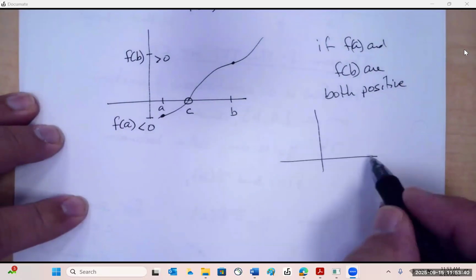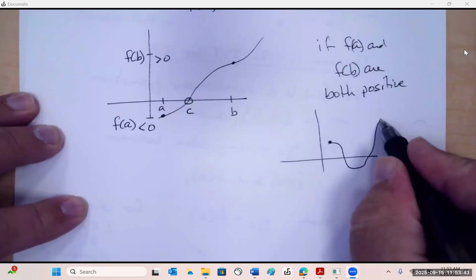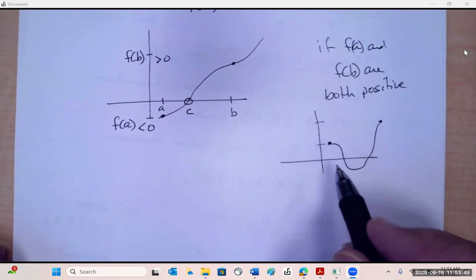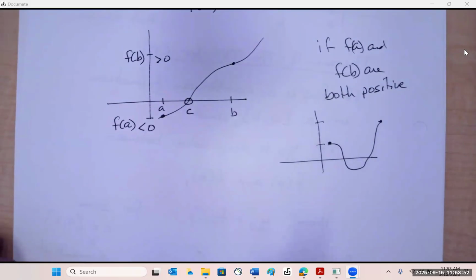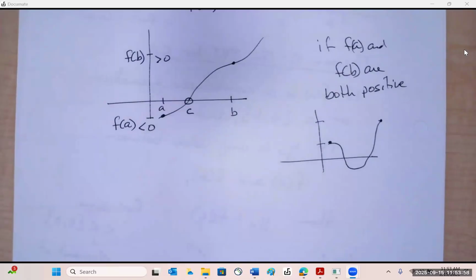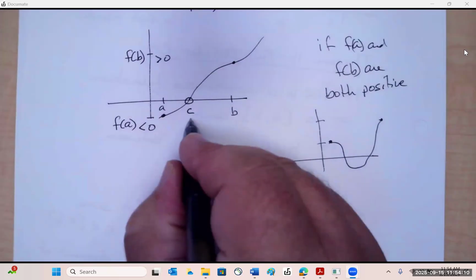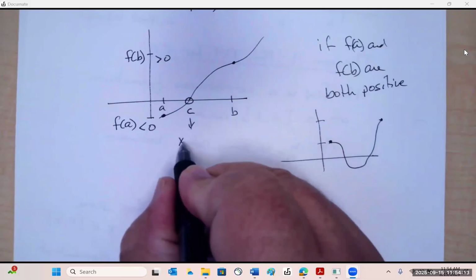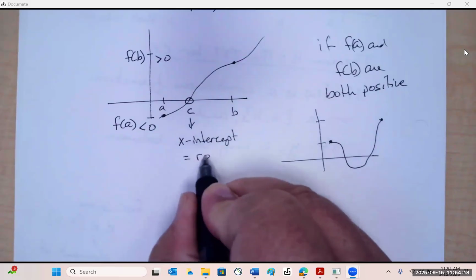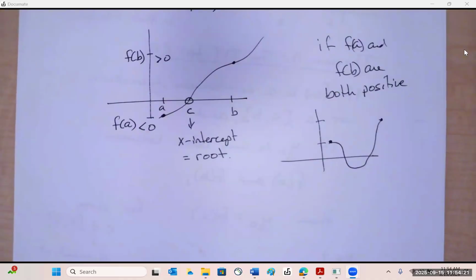But what if the function looked like this? If they're both the same sign, we can't be sure of anything. But if they're opposite signs, then we know at least there's one x-intercept. So that's what it's saying there. And this x-intercept is called the root.